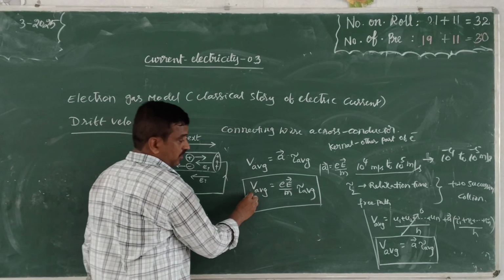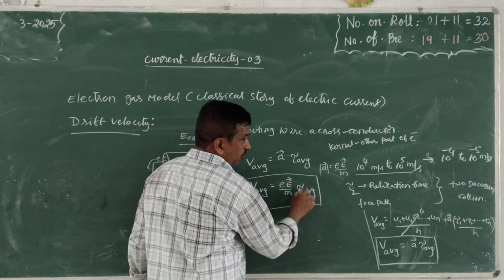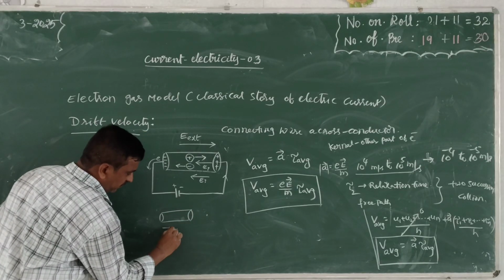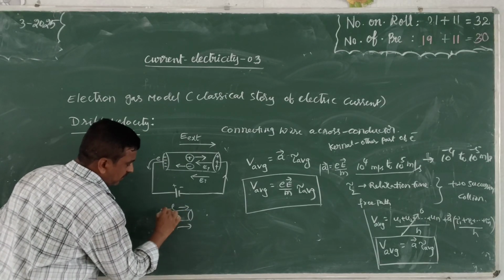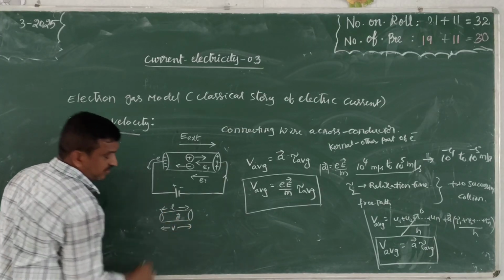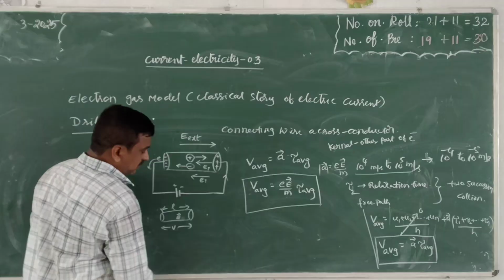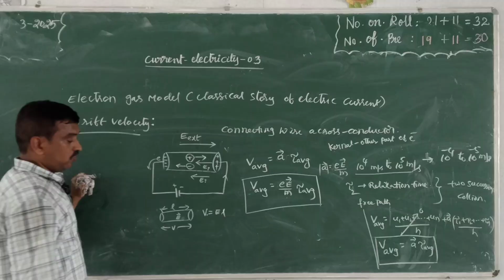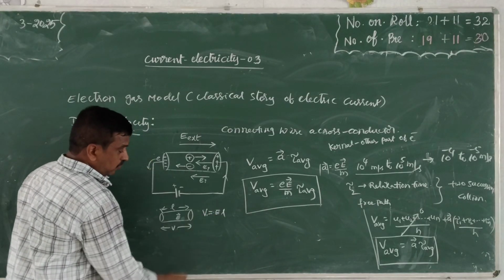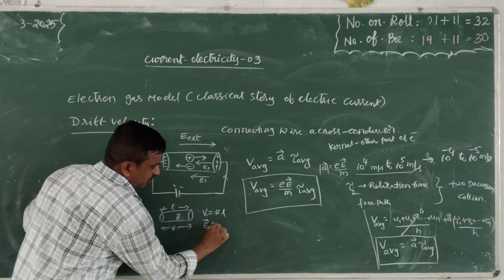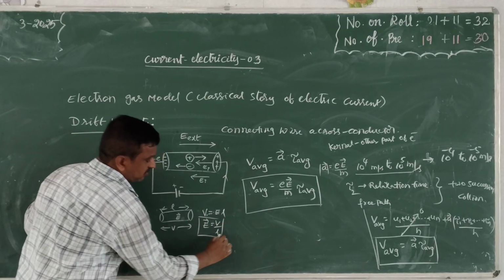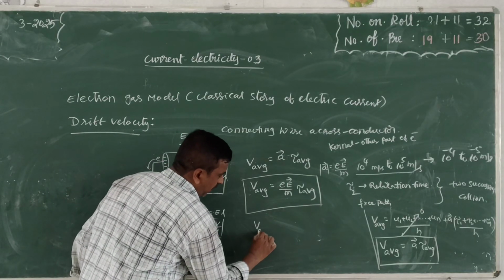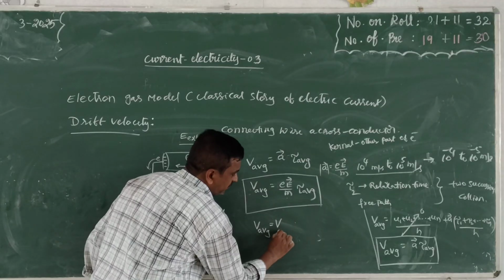That drift velocity formula is E (capital E) by m tau average. For example, see here, it is the conductor. Its potential difference is V, its length is L. Here the external electric field is E. What is the relation now? V equals EL, actually we can take the magnitude. So E equals V by L, potential difference by length. See here, instead of E we can write V by L. Vd, V average, we call it drift velocity.